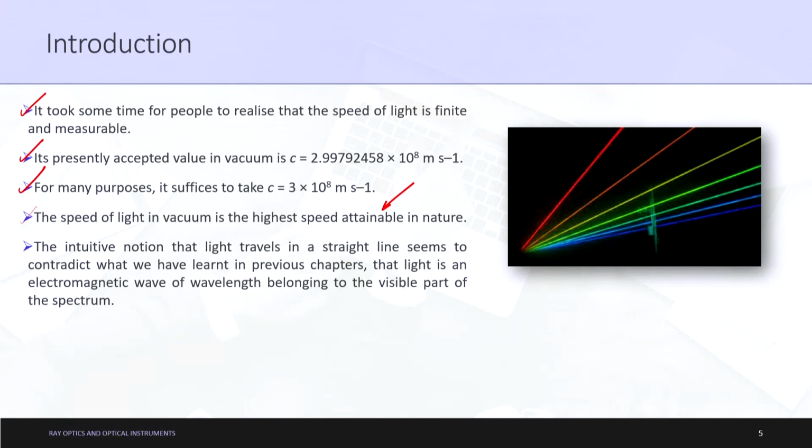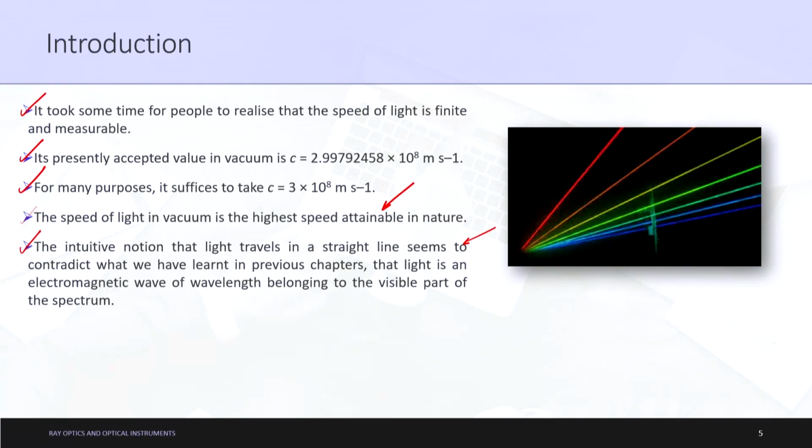The intuitive notion that light travels in a straight line seems to contradict what we have learned in previous chapters, that light is an electromagnetic wave of wavelength belonging to the visible part of the spectrum. So basically what they try to say is there are some observations which only a wave theory can understand, but there are some ideas which can only be understood if we consider light as discrete particles.